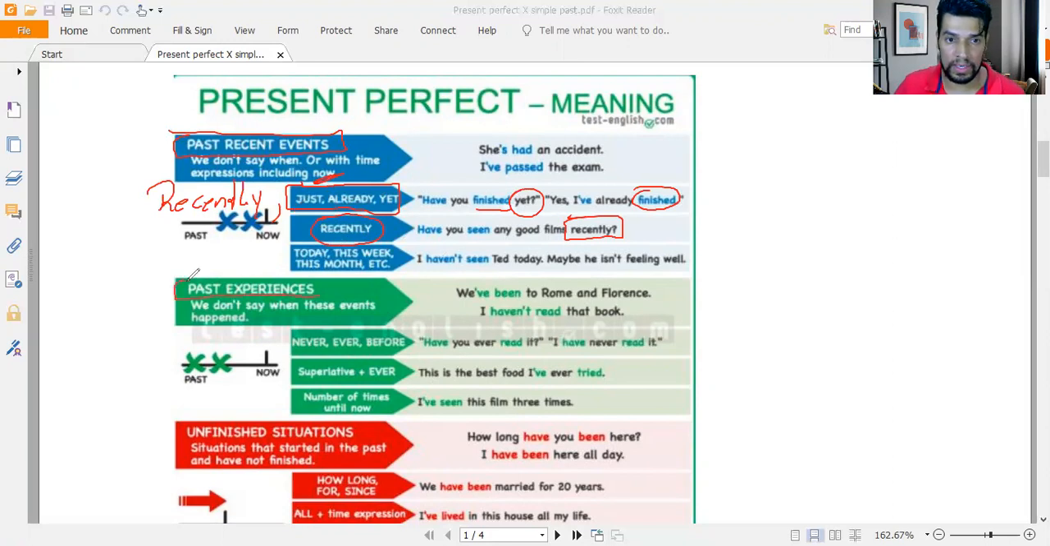Past experiences. We don't say when these events happened. We've been to Rome and Florence. When? I'm not going to tell you. So if I'm not telling when, present perfect. I haven't read that book. I didn't mention when.